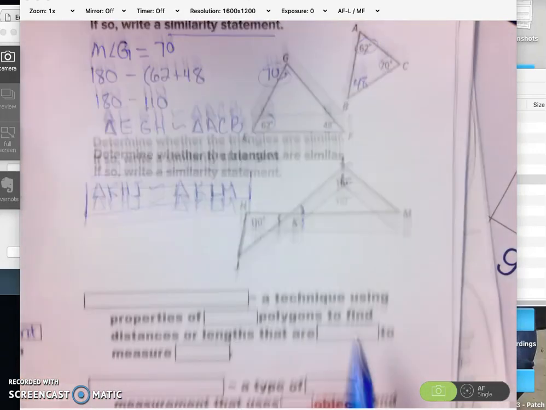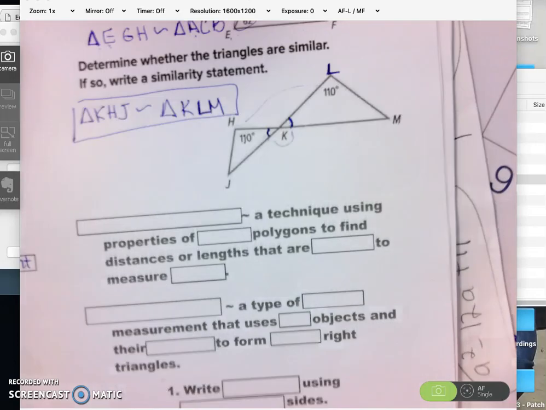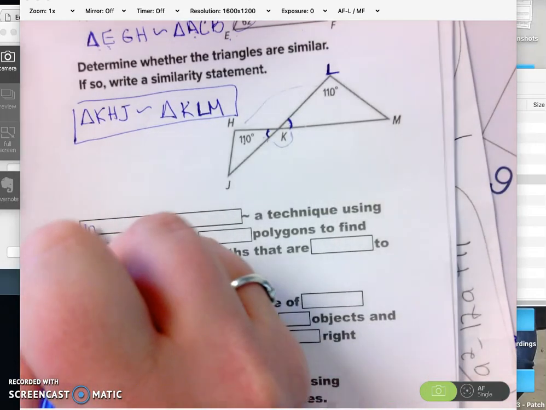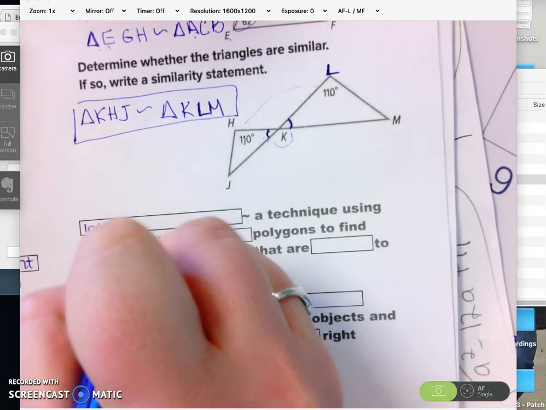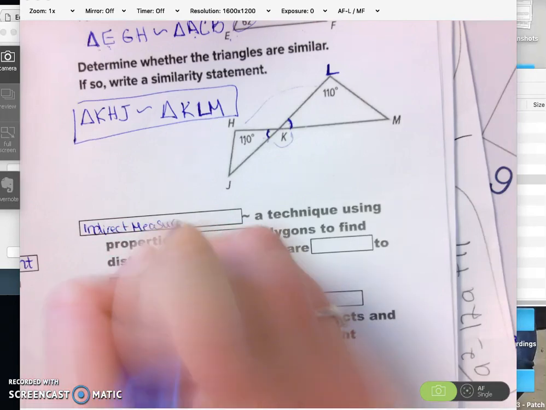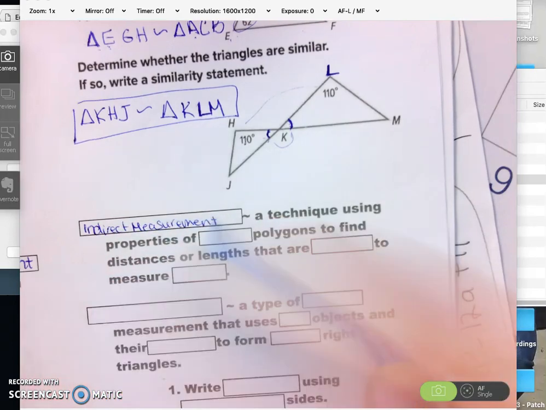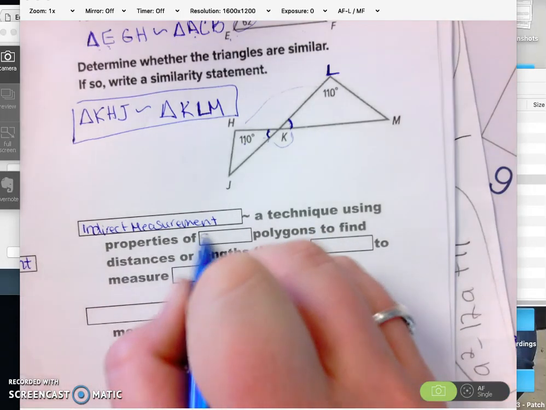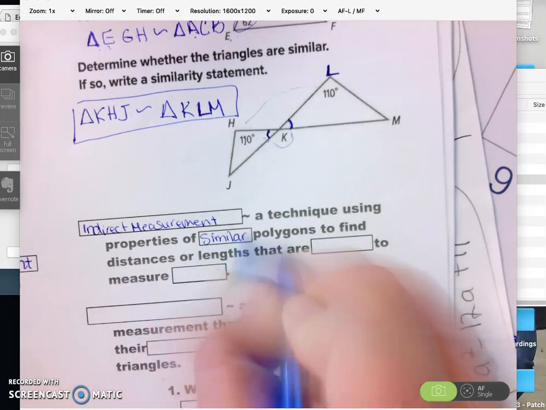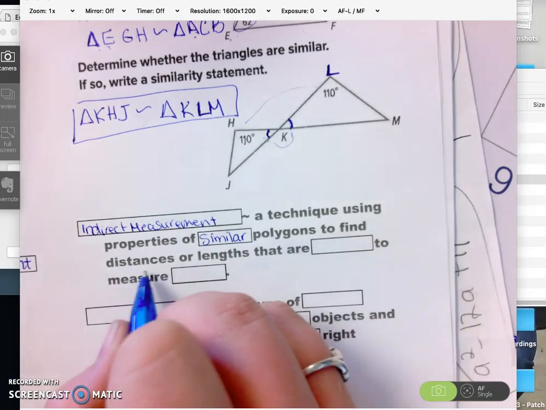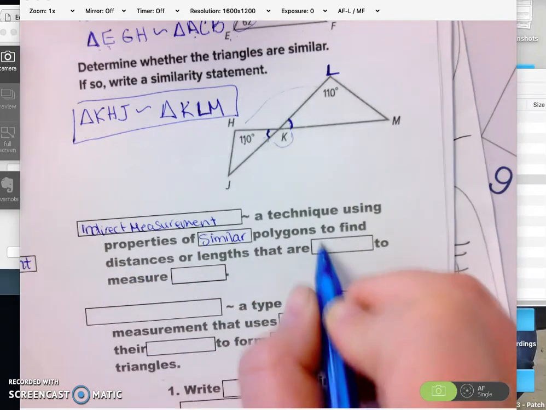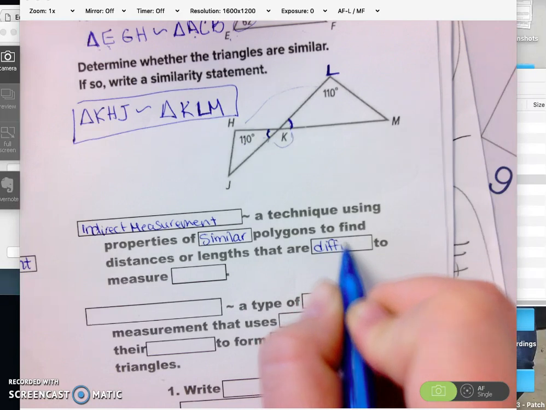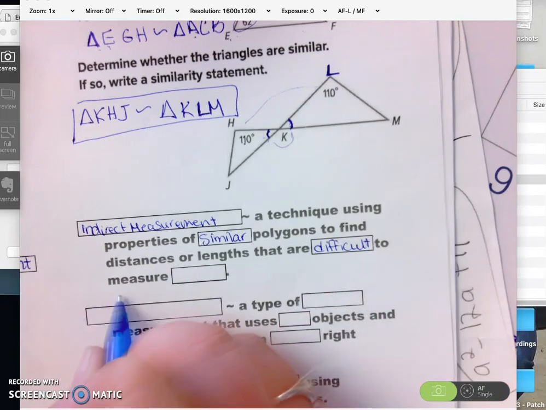Okay, so next we're going to be talking about indirect measurement. Indirect measurement is a technique using properties of similar polygons to find distances or lengths that are difficult to measure directly.